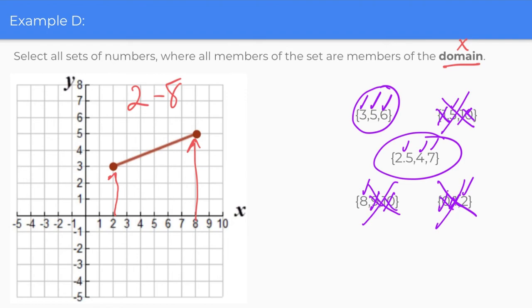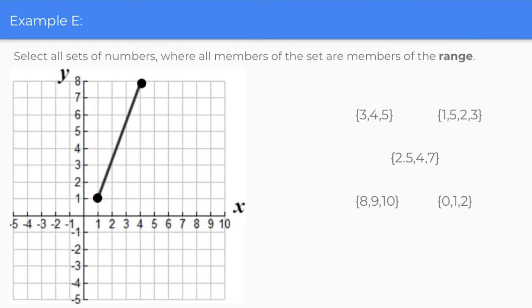Now let's take a look at the last example. Here we are at example E, and it says select all the sets of numbers where all the members of the set are members of the range. So this time we're going to be talking about the Y. And although they worded that tricky, we still know what they mean. We've got a graph here where the numbers are ranging between 1 and 8. So we're looking for numbers that fall between 1 and 8 to determine if we've got the correct range.